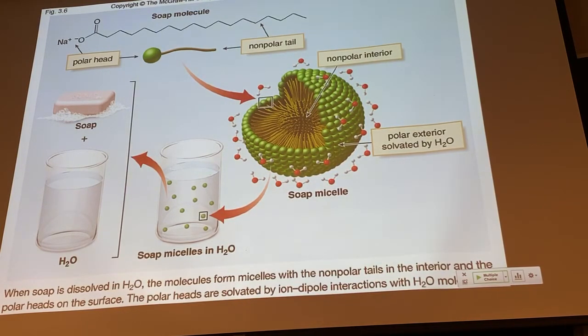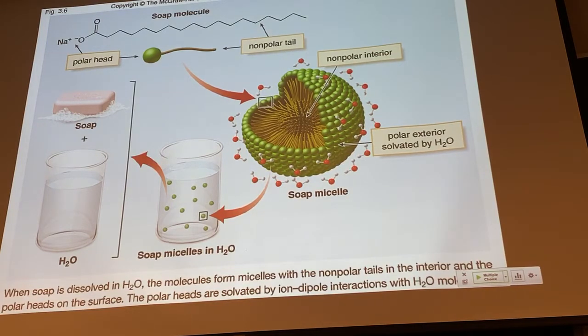It tells us right here, ion-dipole interactions. Those negatively charged groups can interact with the hydrogens of water. So ion-dipole interactions. You could also say hydrogen bonds, because we do have oxygens here. So these micelles will dissolve in water. They'll go down the drain.